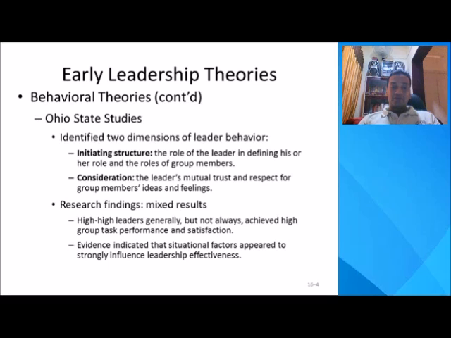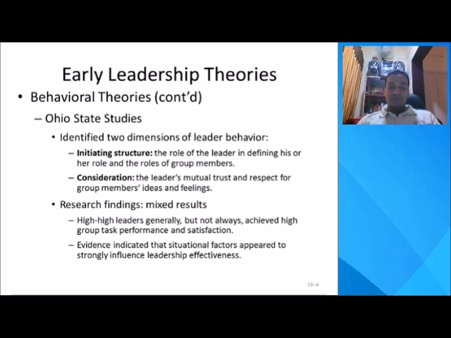So, based on these two dimensions, you can have four different styles: high, low, etc. Generally, leaders who have high initiating structure, who are able to clarify the roles and expectations, as well as high consideration, that is mutual trust and respect, generally achieved high group task performance and satisfaction.